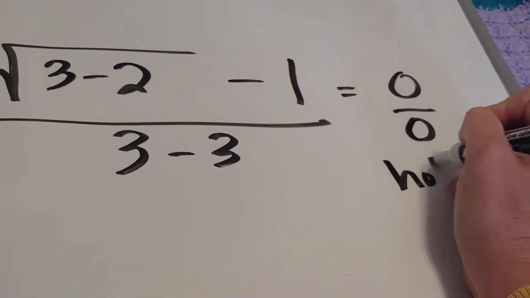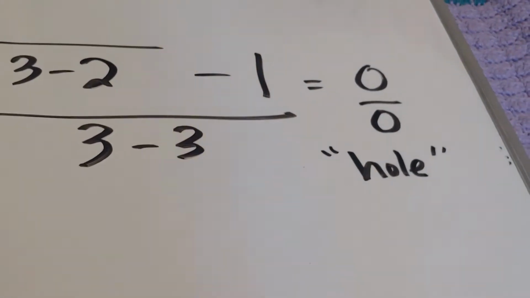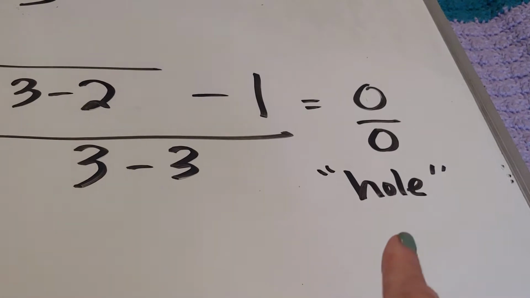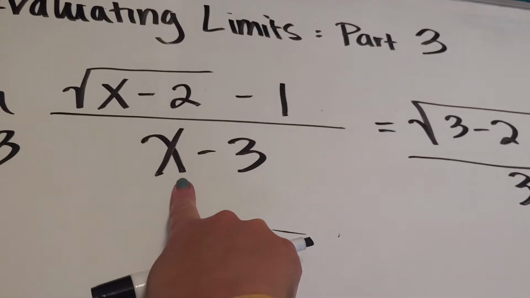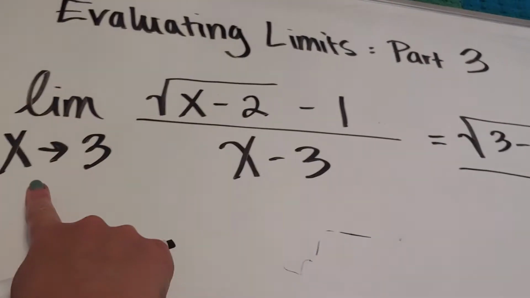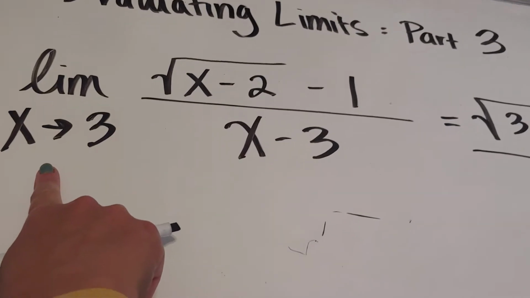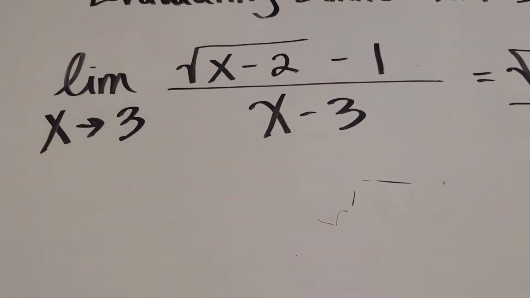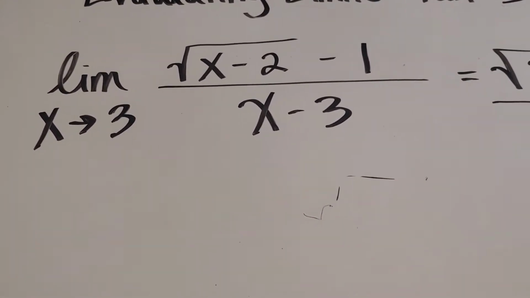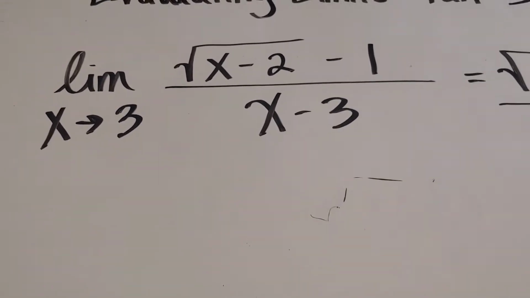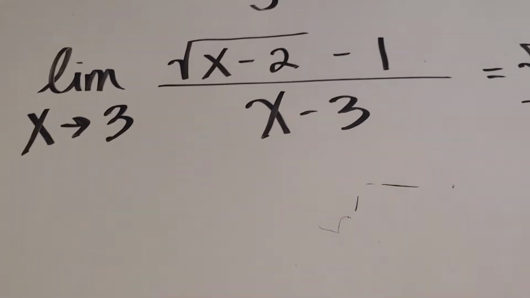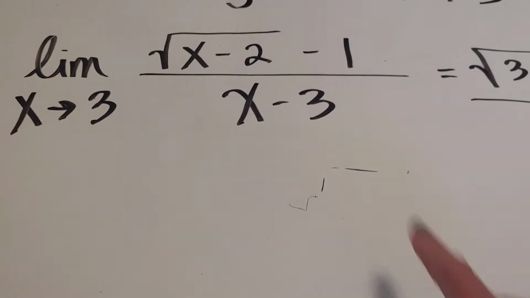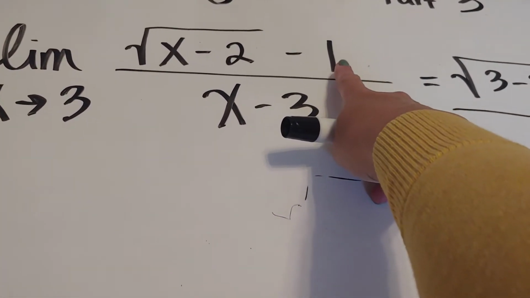So again, as in the last video, what's going on is that this has a hole. So whatever this graph looks like, it has a hole at x is 3. So the y value will exist, like it will be approaching from both sides. We have to find it. Okay. In the last video, we had a trinomial up top that we could factor.